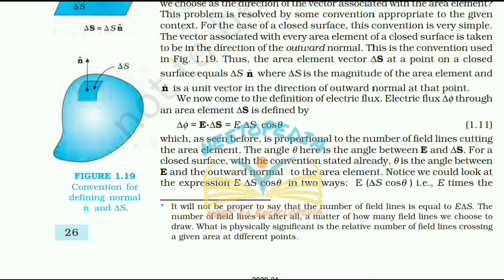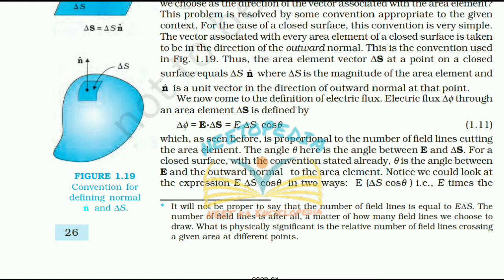Electric flux delta phi through an area element delta S is given by delta phi equals E dot delta S, which is equal to E delta S cos theta, which, as seen before, is proportional to the number of field lines cutting the area element. The angle theta here is the angle between E and delta S. For a closed surface, with the convention stated already, theta is the angle between E and the outward normal to the area element.